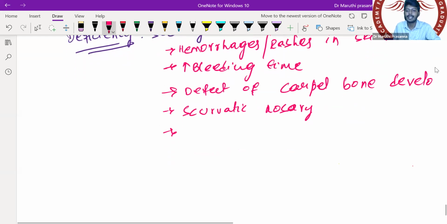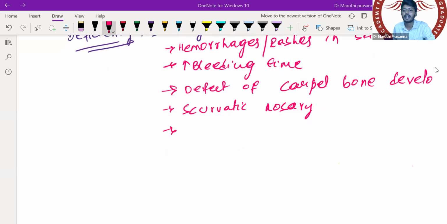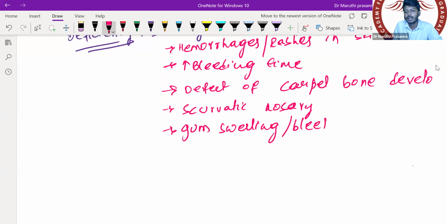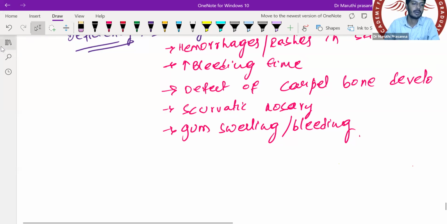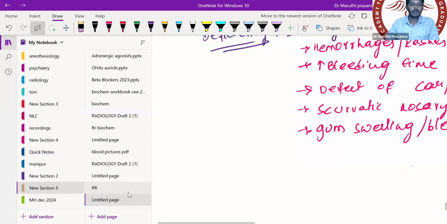And one important thing: there will be swelling in the gums. Gum swelling and bleeding both are possible. So there are these many symptoms. If we rely only upon gum bleeding, then we will get confused, and I don't want you to be confused. Gum bleeding is one of the clinical features along with many other associated clinical features. That is the story of your vitamins. Quick revision only we are doing.